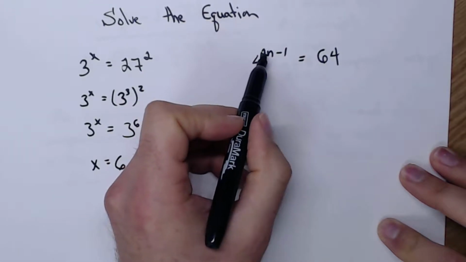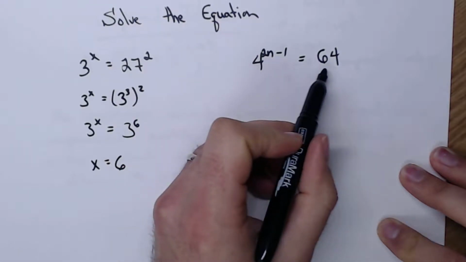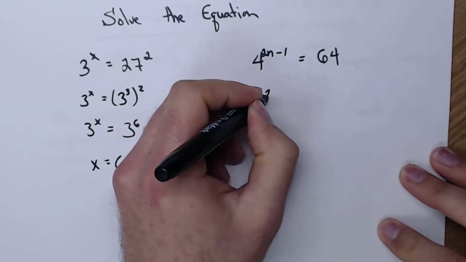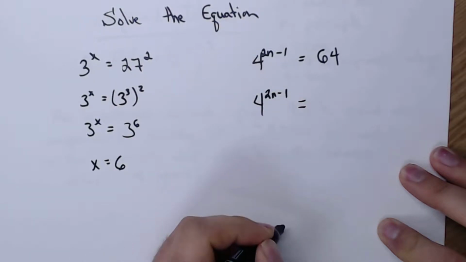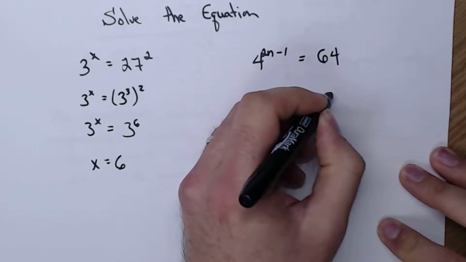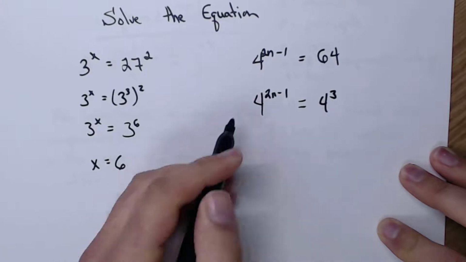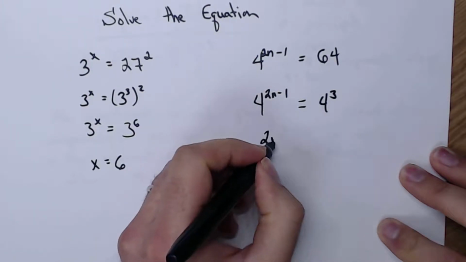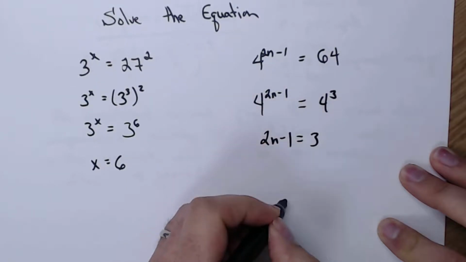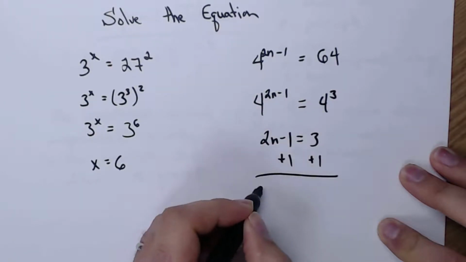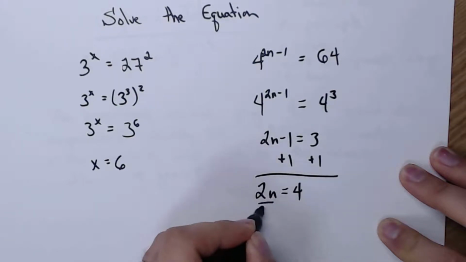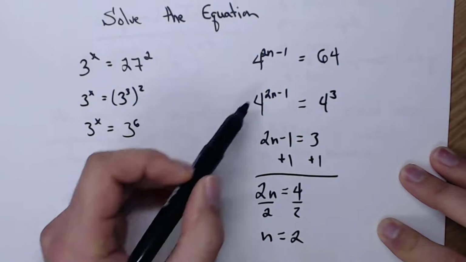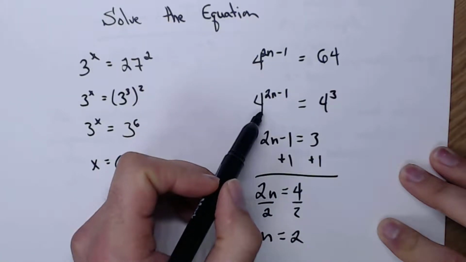Over here, 4 raised to the 2n minus 1 equals 64. Well again, let's get the same base here. So that's 4 to the 2n minus 1, and 64 is 4 cubed. From there, I know same base, so my exponents must be the same. 2n minus 1 must equal 3. And then I can just solve for n like I normally would, and n equals 2.